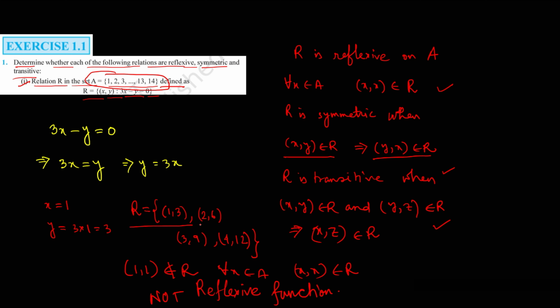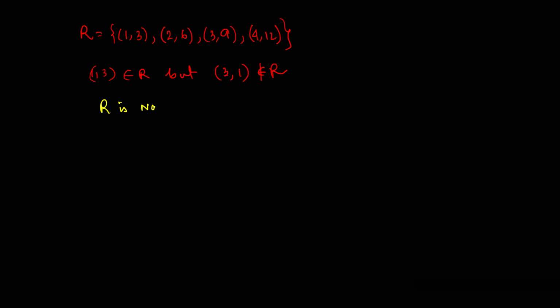Okay, now we have to check whether (x, y) belongs to R implies (y, x) belongs to R. See, R is this: (1, 3), (2, 6), (3, 9) and (4, 12). So here we can see that (1, 3) is in R, but (3, 1) does not belong to R. So that implies that R is not a symmetric relation. Okay, I hope you understand that.